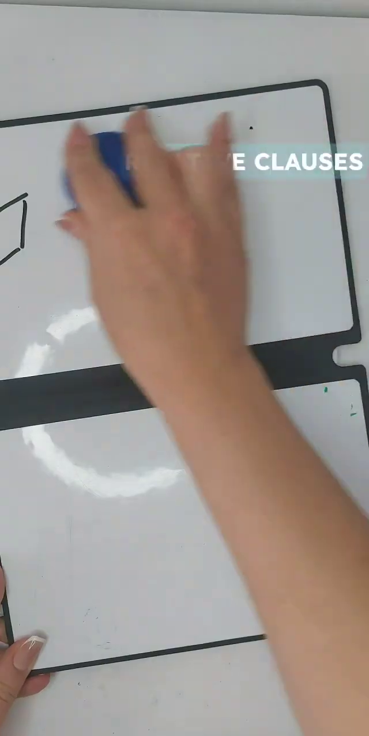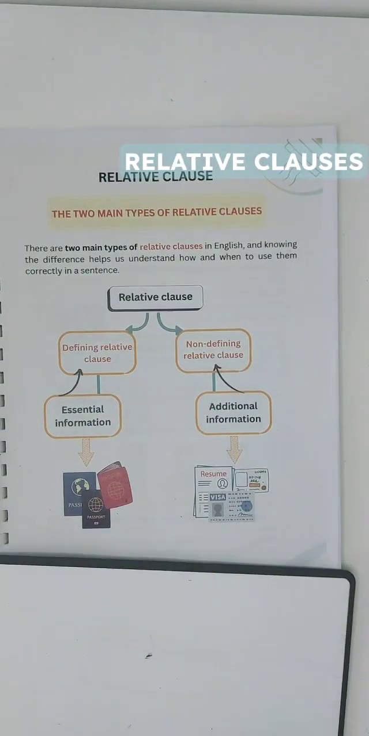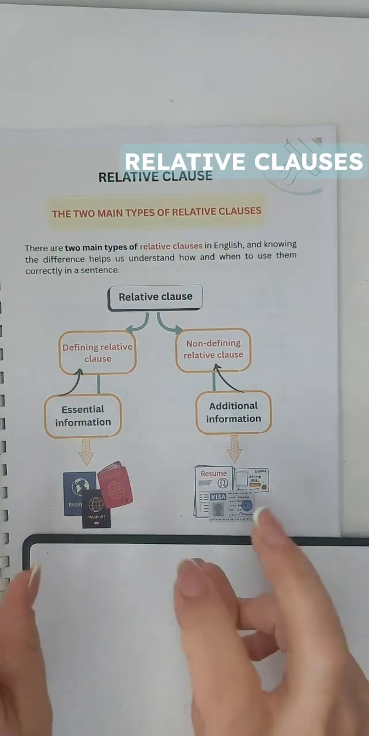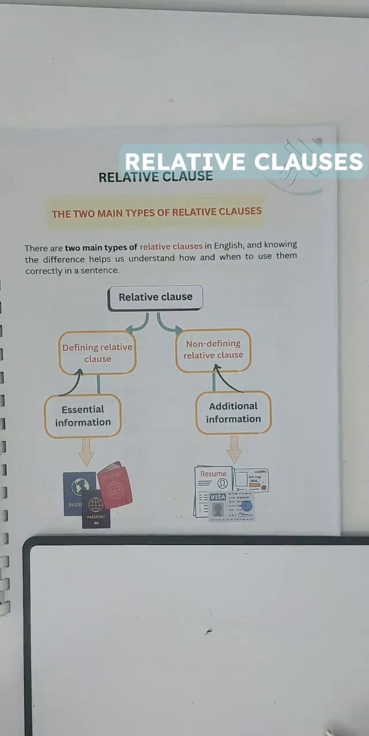Again, this was a defining relative clause, essential information, a passport. Okay?